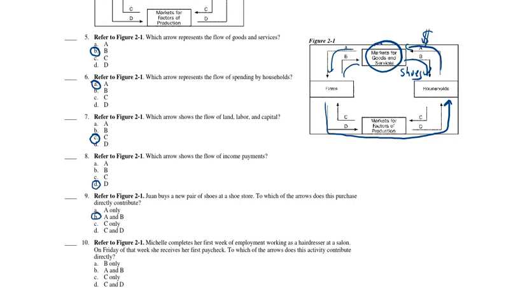And number 10, Michelle completes her first week of employment working as a hairdresser at a salon. On Friday of that week, she receives her first paycheck. To which of the arrows does this activity contribute directly? Well, her labor, her work is going to the firm, the salon, and their money is going to Michelle. And this takes place in the market for factors of production. So the answer is C and D. Any questions or comments on page 2?